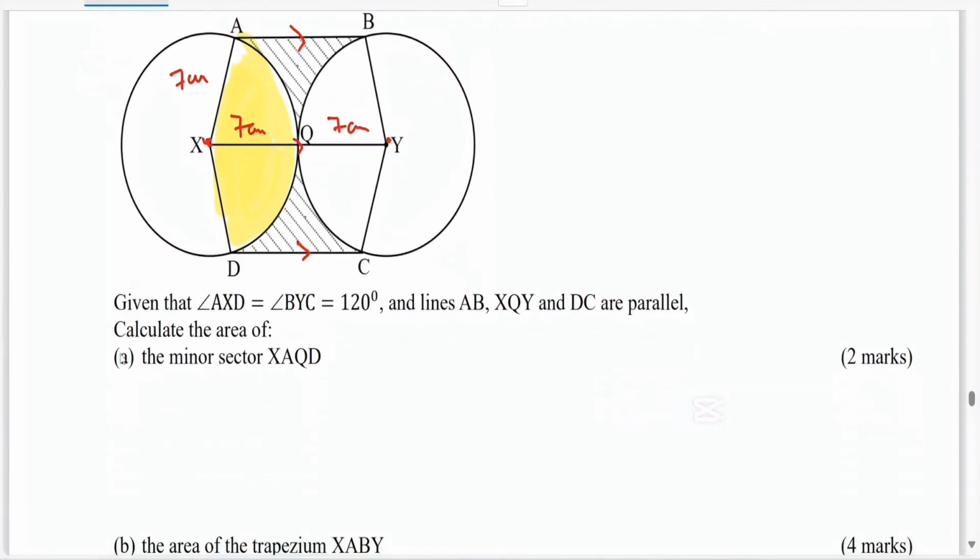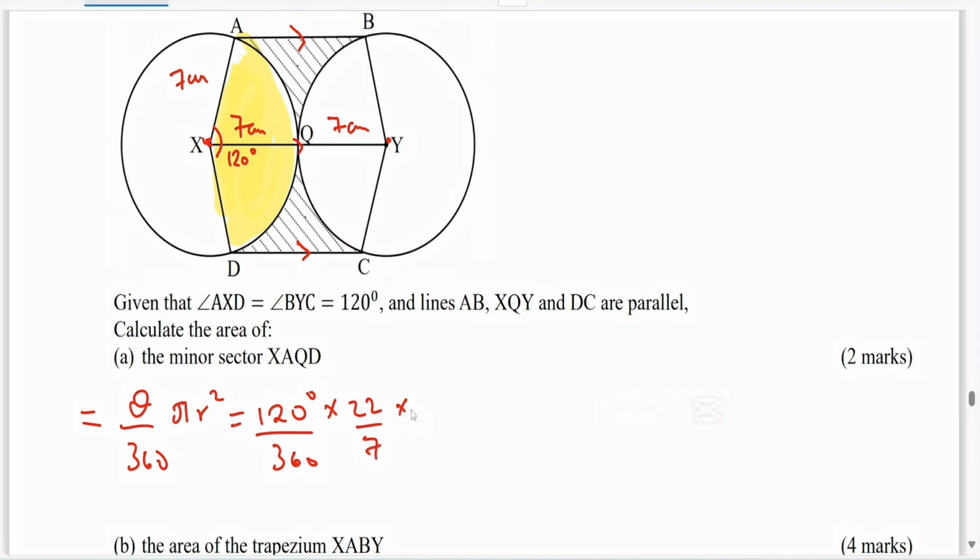So let's calculate the minor sector XAQD, which is just equal to the sector. Sector is given by theta over 360 pi r squared. So your theta is 120 degrees. You are told all of them are 120 degrees. So 120 degrees over 360 times 22 over 7 times our r squared. R squared is 7 squared for the time being.